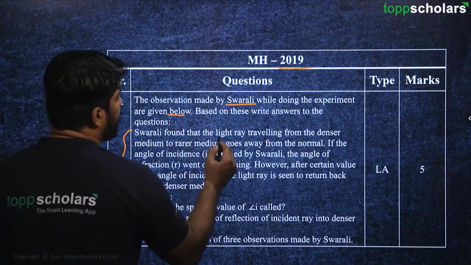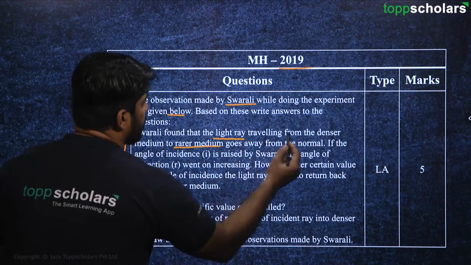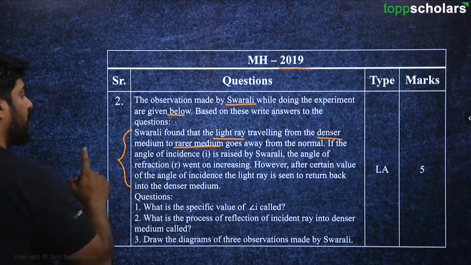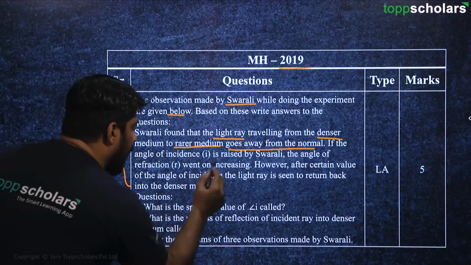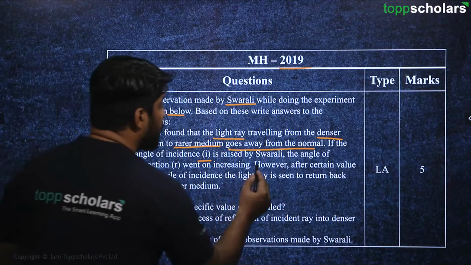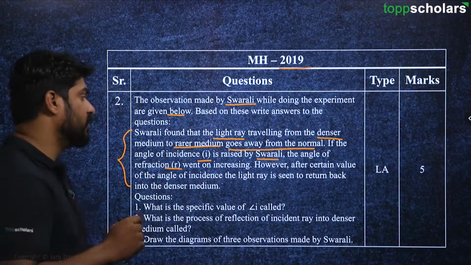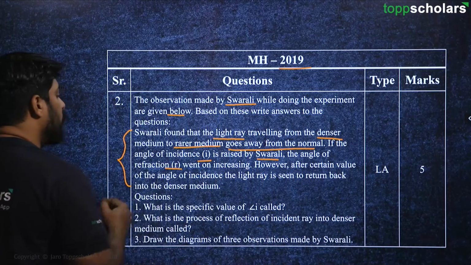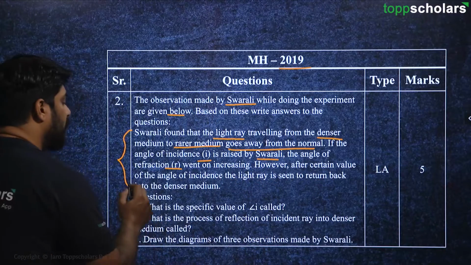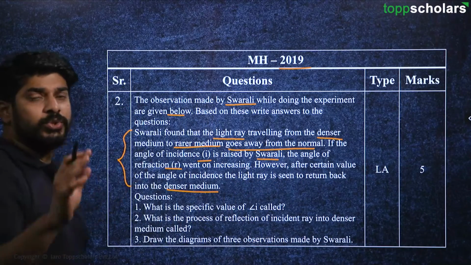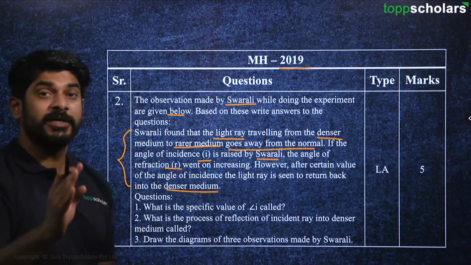So Swarali found that the light ray traveling from the denser medium to the rarer medium, so it is traveling from denser to rarer, goes away from the normal. If the angle of incidence I is raised by Swarali, the angle of refraction went on increasing. However, after a certain value of the angle of incidence, the light ray is seen to return back into the denser medium. Okay, so these are some of the observations that Swarali has got from her experiment.